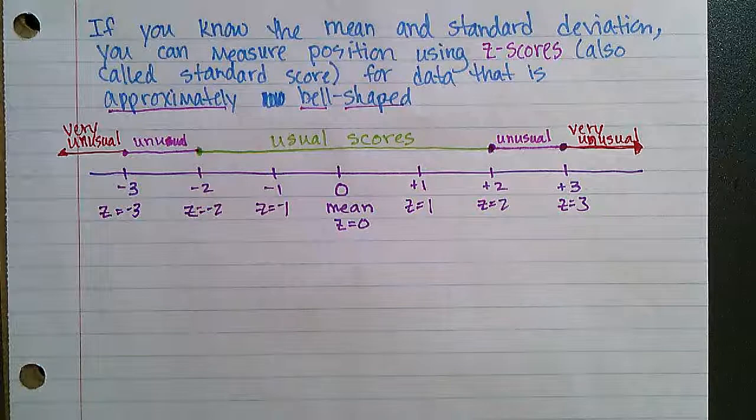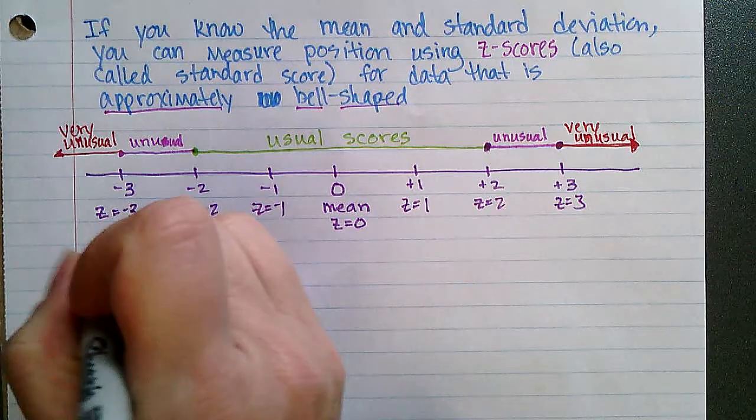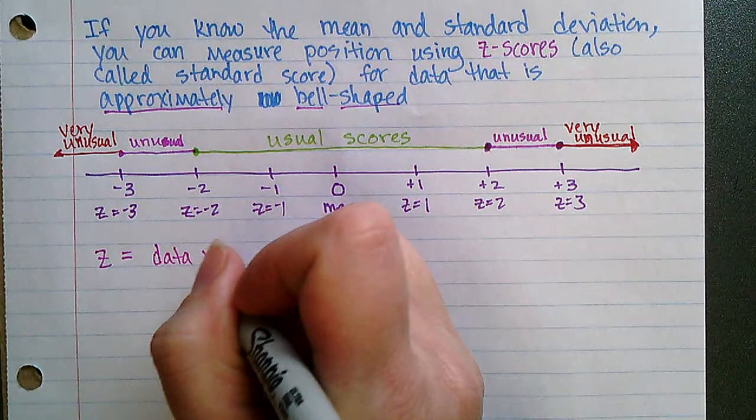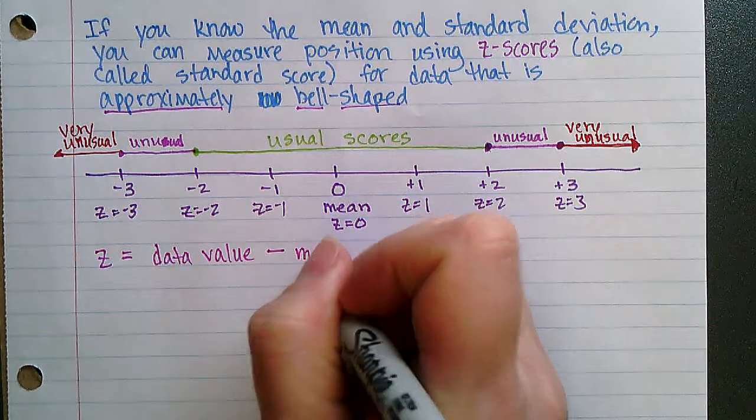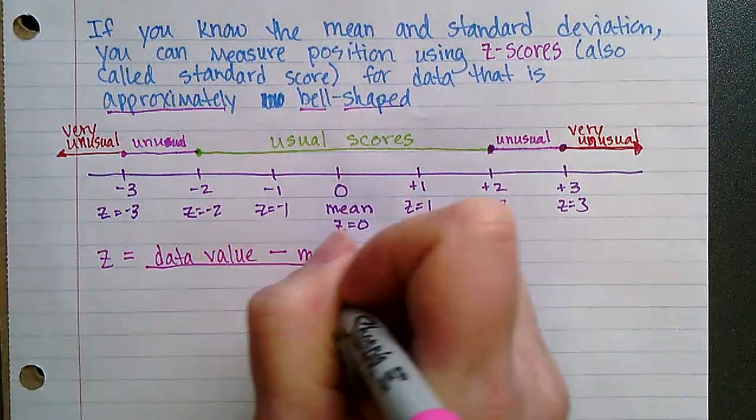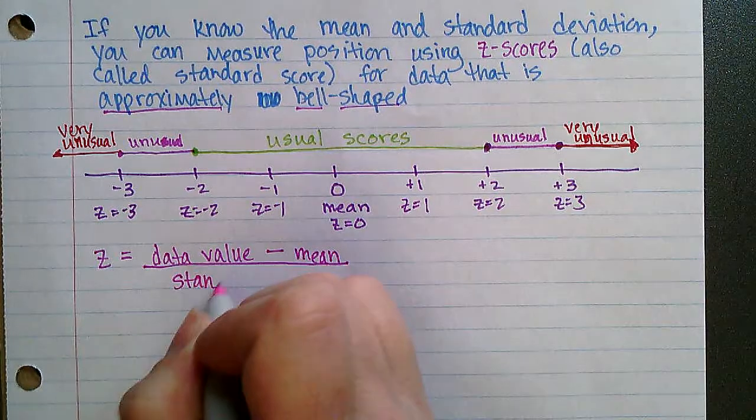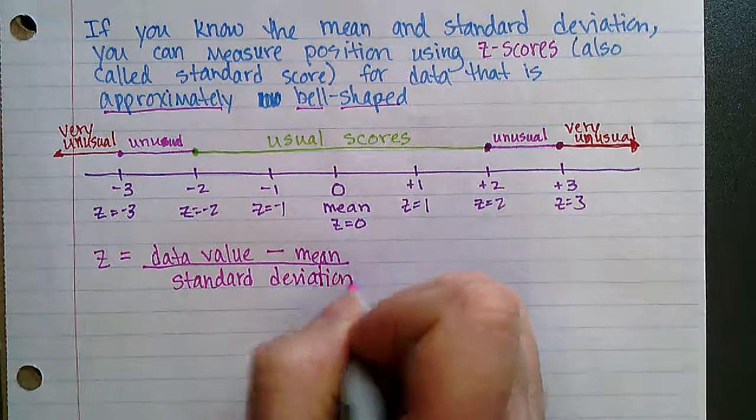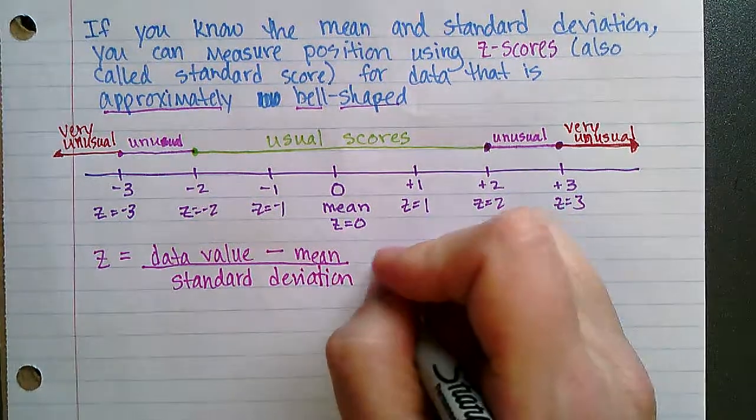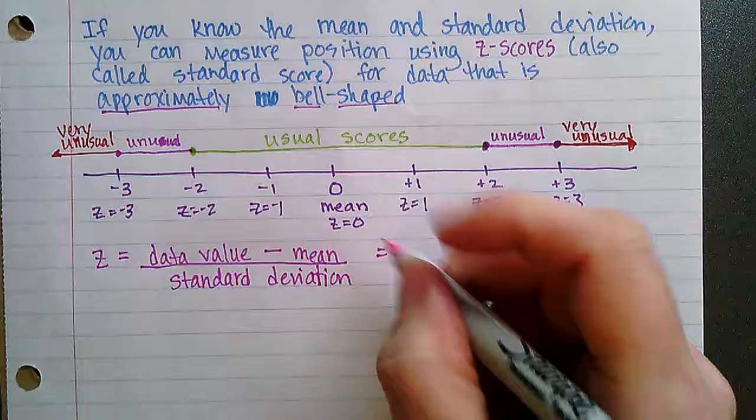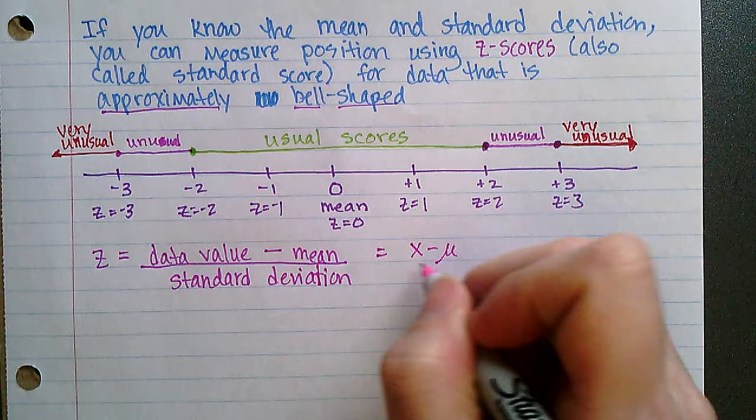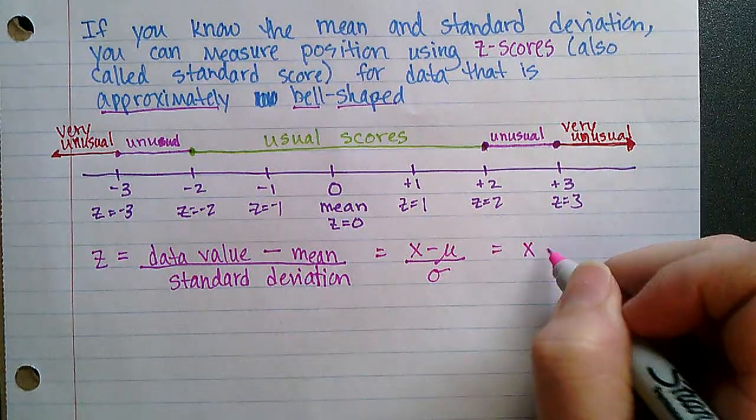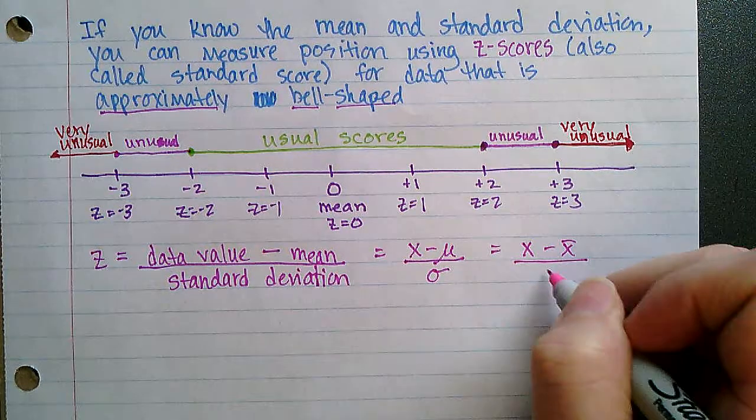The way that we calculate a z-score, it's very easy. The z-score is equal to the data value minus the mean divided by the standard deviation. So using symbols, if you have a population, it would be x minus mu divided by sigma. If you had a sample, it would be x minus x bar divided by s.